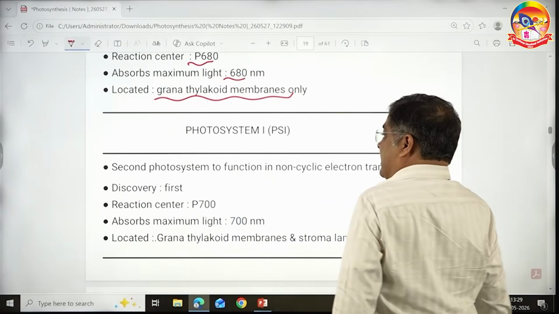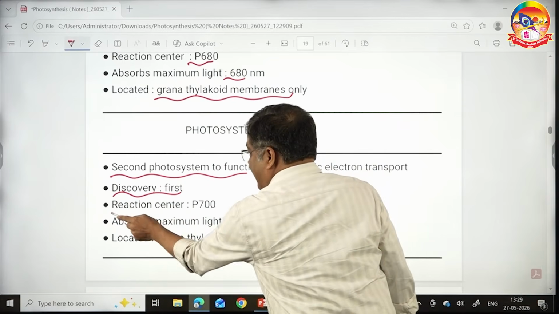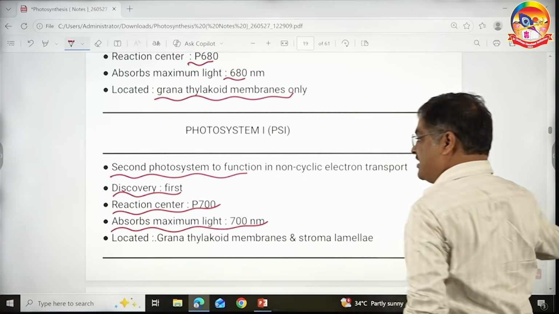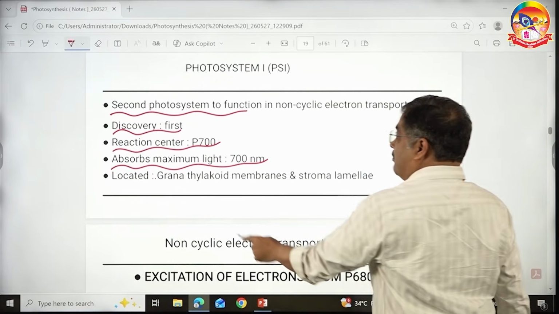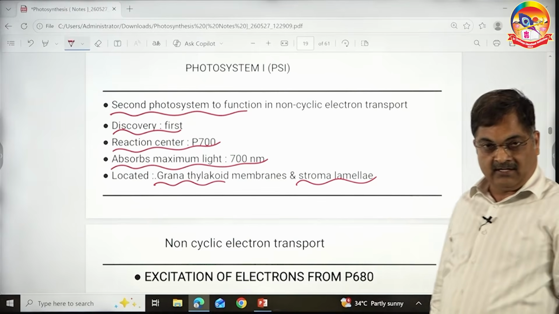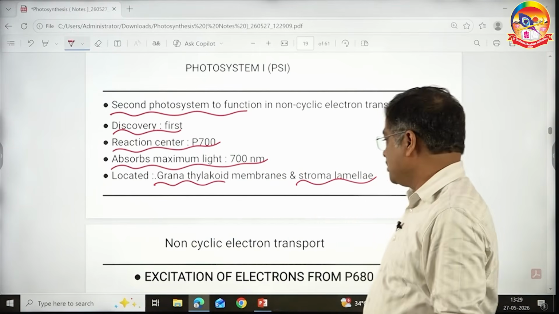Photosystem 1 is the second photosystem to function. It is discovered first. Reaction center is P700. It absorbs maximum light of 700 nanometers. It is located both on grana thylakoids and also on stroma lamellae. This is interesting: PS1 is seen not only on stroma lamellae but also on the grana thylakoid.